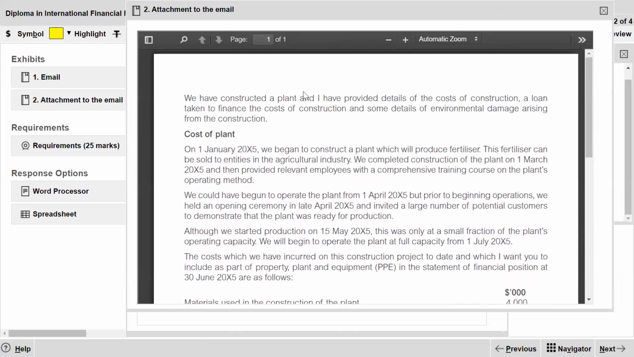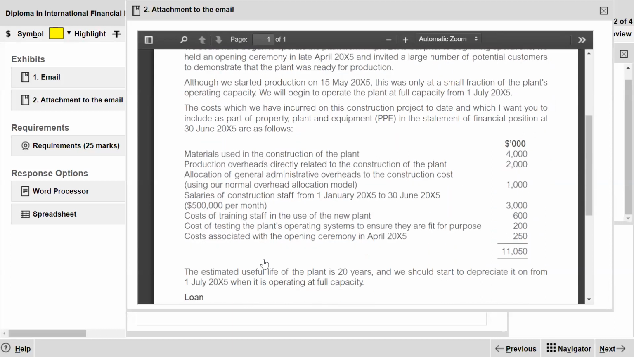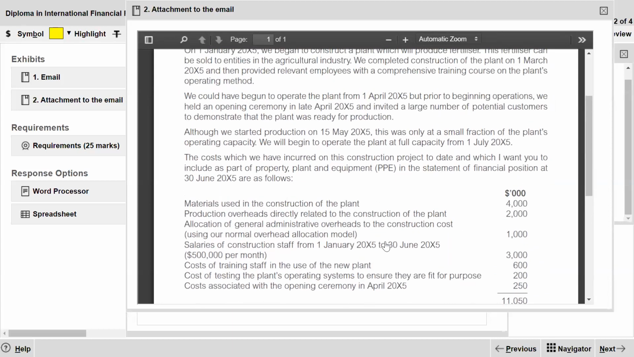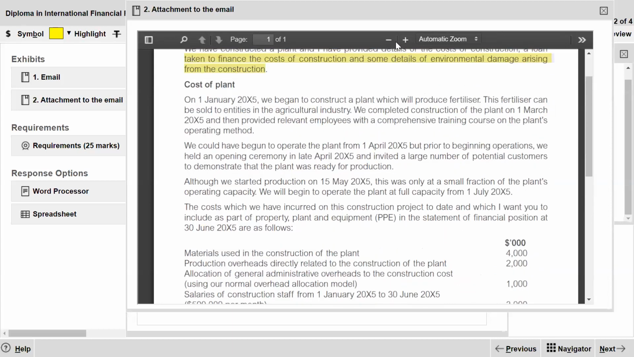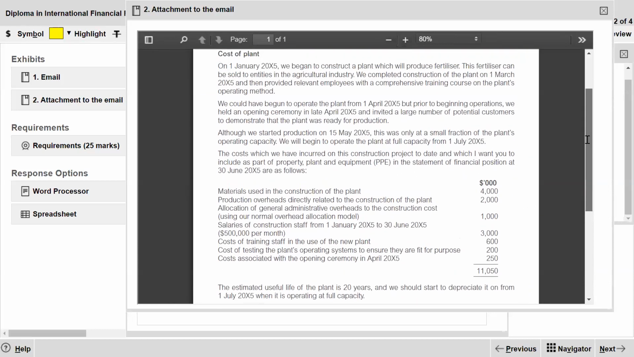It says we've constructed a plant and have provided details of the cost of construction, a loan taken to finance the cost of the construction, and some of the details of the environmental damage arising from the construction. Now what next is there's a cost of the plant that is given, and there are other details that are given. Now can you just read through it? I'll just zoom out a bit so that the whole of it is visible. Can you just read out and try to see what is going to be the answer to it?